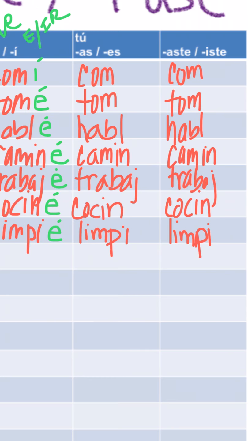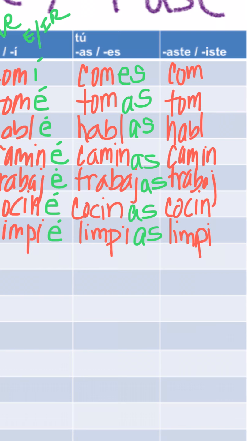Okay. So in the present tú, this is an ER verb, so it's going to get the ES. Comes, tomas, hablas, caminas, trabajas, cocinas, limpias. So this here, now I've gone from saying I eat, now I'm saying you eat.